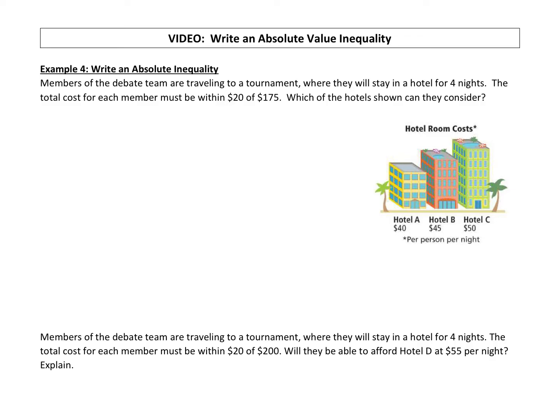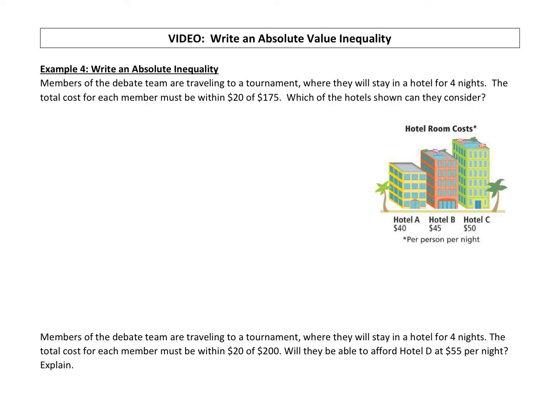All right, so let's work on writing our own absolute value inequality with a word problem, a more real-life example. Members of the debate team are traveling to a tournament where they will stay in a hotel for 4 nights. The total cost for each member must be within $20 of $175. Which of the hotels shown can they consider?